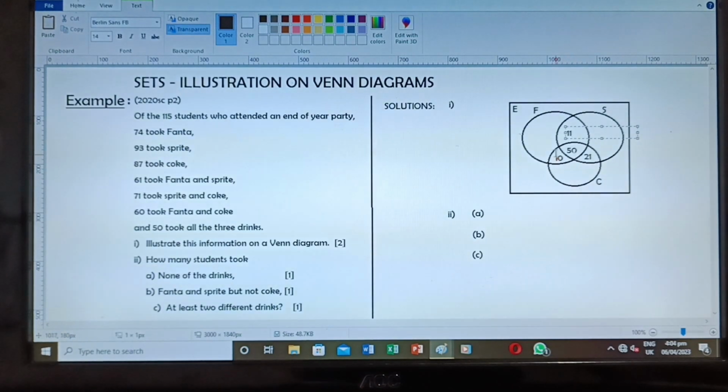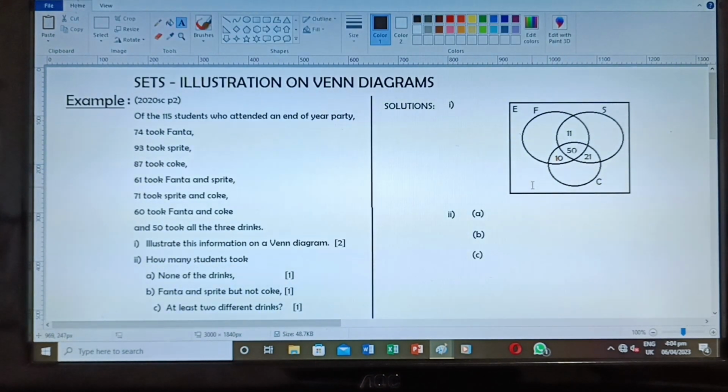So that's that. The other parts that are remaining, we are remaining with those who are taking one drink only. The region representing one drink only is this region here, this one, and this one. So these are the three regions that are representing one drink only.